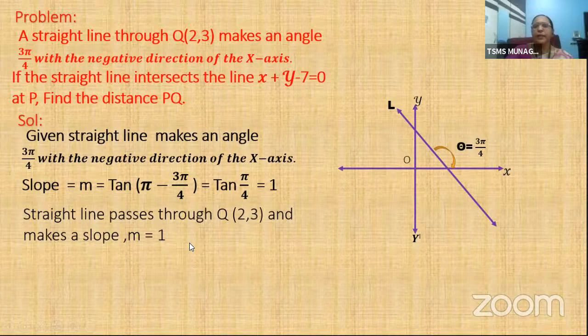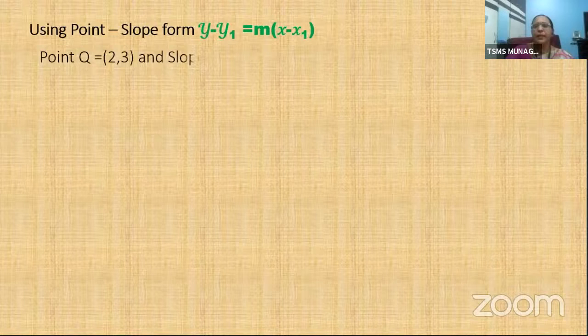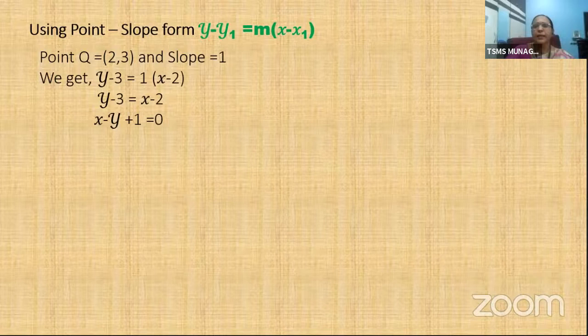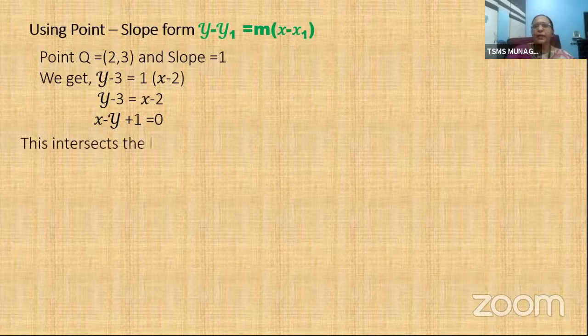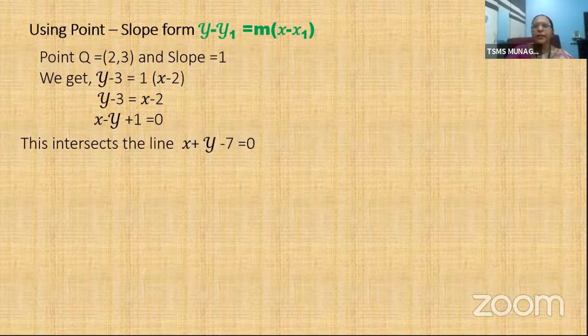Yes, it is simply the point slope form y minus y1 is equal to m into x minus x1, where here the point is Q of 2, comma 3 and the slope is 1. On simple substitution of these values in the equation, we get x minus y plus 1 equal to 0. So now this is the line which is passing through Q and making an angle 3 pi by 4 in the negative direction. This line is intersecting with another line, x plus y minus 7 equal to 0.